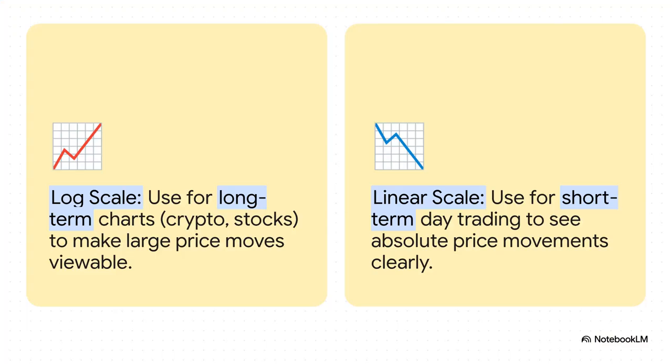Okay, first thing, see that little button in the bottom right corner of your chart? That's the scale. For things that have had absolutely massive price moves over time, like Bitcoin, you need the log scale. It keeps the chart from just looking like a vertical line. But for short-term trading, where you need to see the exact price moves, linear is the way to go.